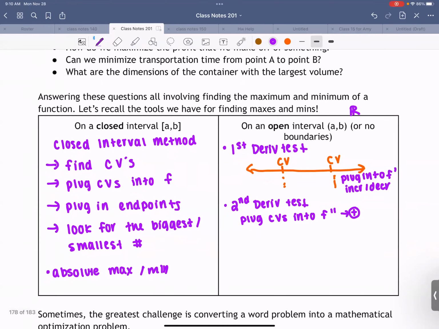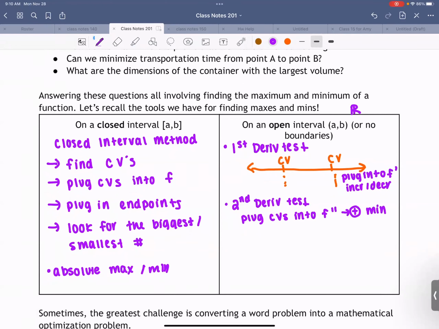It's a min, right? It's kind of counterintuitive. Like I always think if something's positive, it has to be a max, but it actually means the opposite. When it's negative, it's a max. And what happens when we get 0? Yeah, you have to do more work, and more work just means go back to the first derivative test and do the increasing, decreasing, right? So the second derivative fails, so you have to go to the first derivative test.